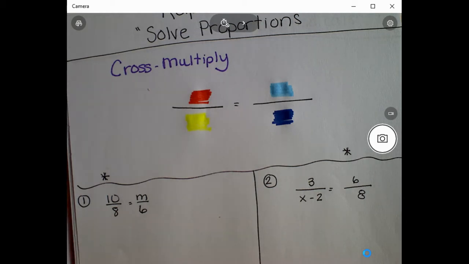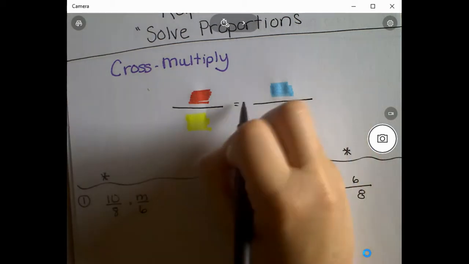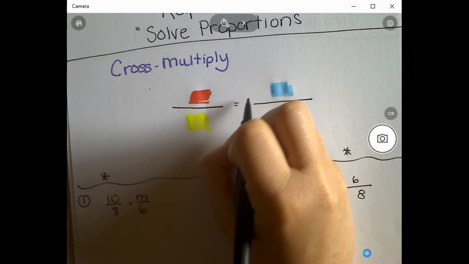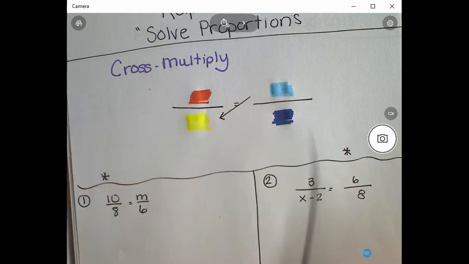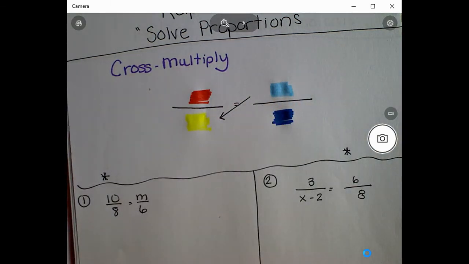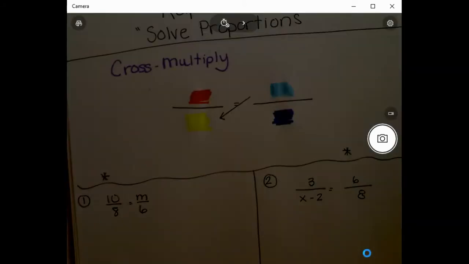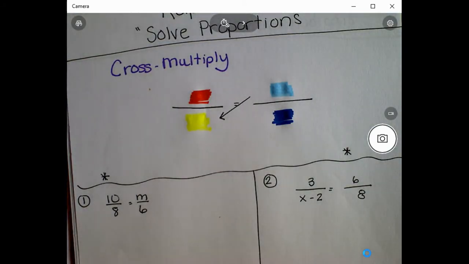There are other ways to do this in a slightly longer way, but the shortcut-ish style way is that's my dog scratching on the door, to cross multiply. So I'm going to show you after I let my dog in. All right, come on.